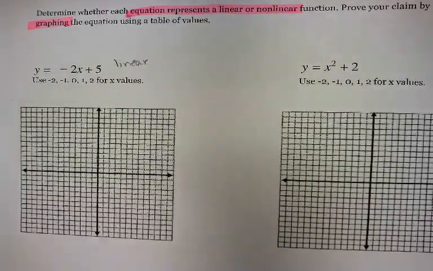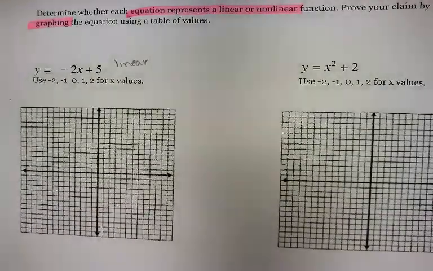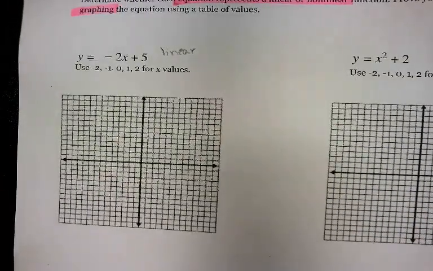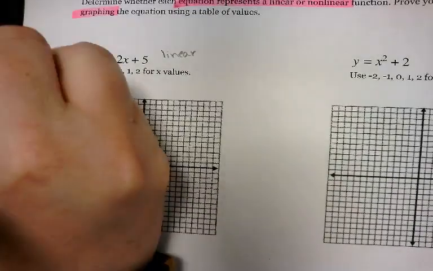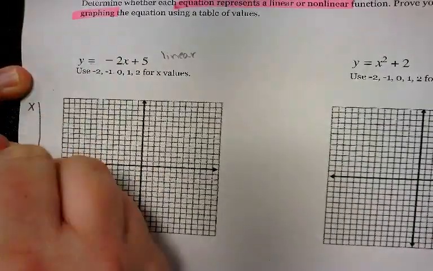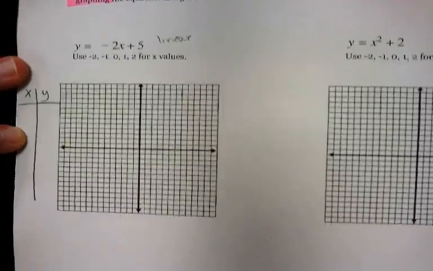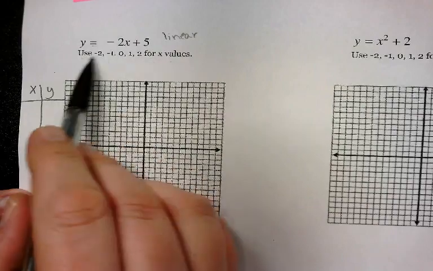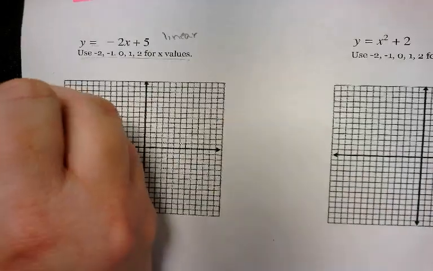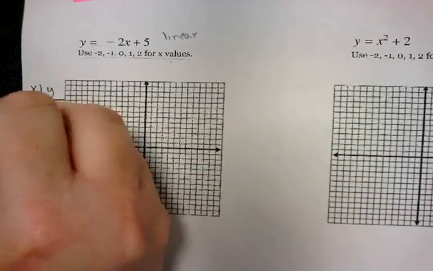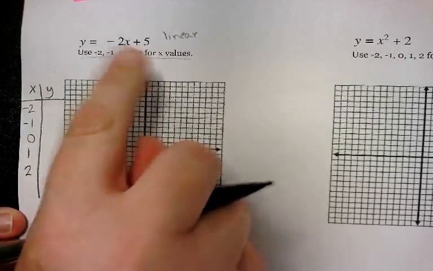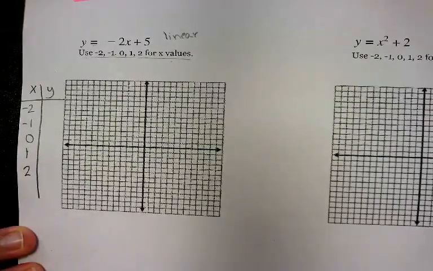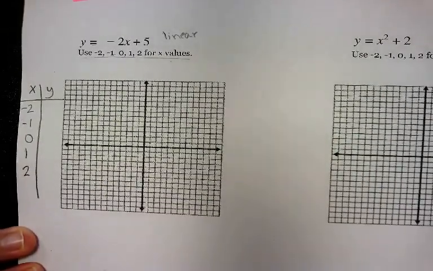So the first thing we're going to do is make ourselves a little table right here. X, Y. Okay? So it tells us in our directions to use negative 2, negative 1, 0, 1, and 2 for our x values. Notice they're the same over here, and then as you jump down, it gives you different ones to use. So follow those directions when you go to do that.